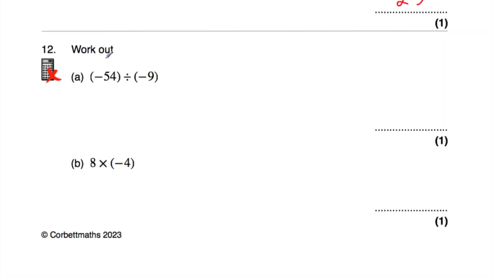So 12a says work out negative 54 divided by negative 9. Well, negative divided by negative is a positive, and 54 divided by 9 is 6. So the answer will just be 6. And part B says to work out 8 multiplied by negative 4. Well, a positive times a negative is a negative, and 8 times 4 is 32, so 8 times negative 4 would be negative 32. So the answer would be negative or minus 32.